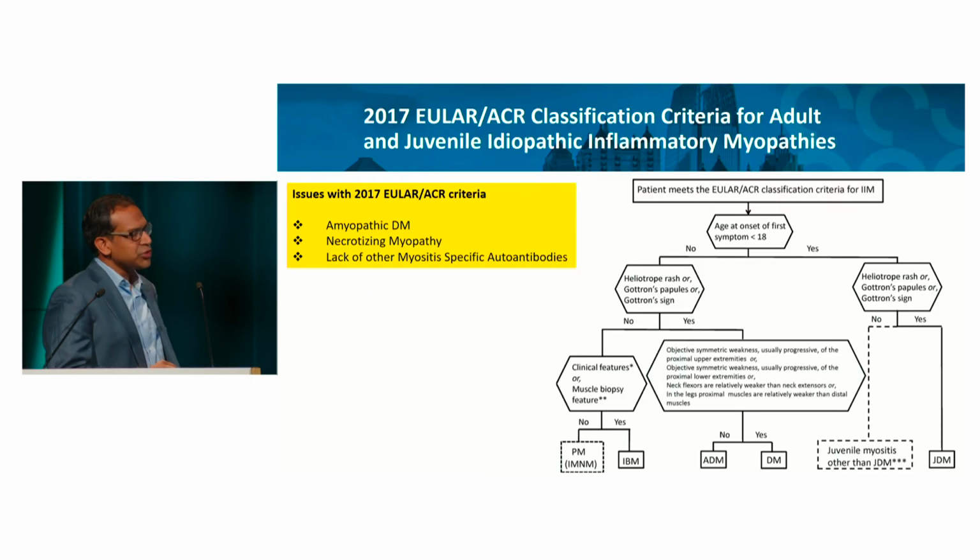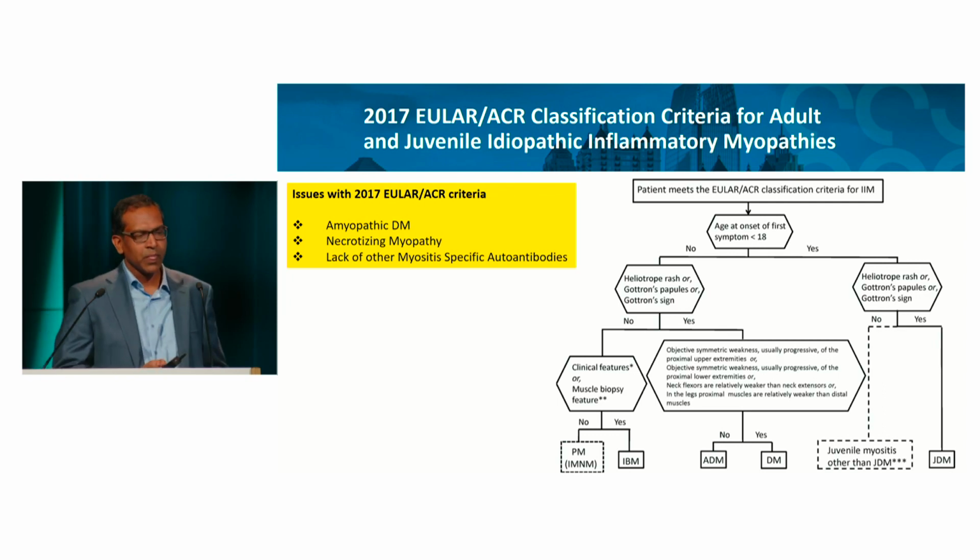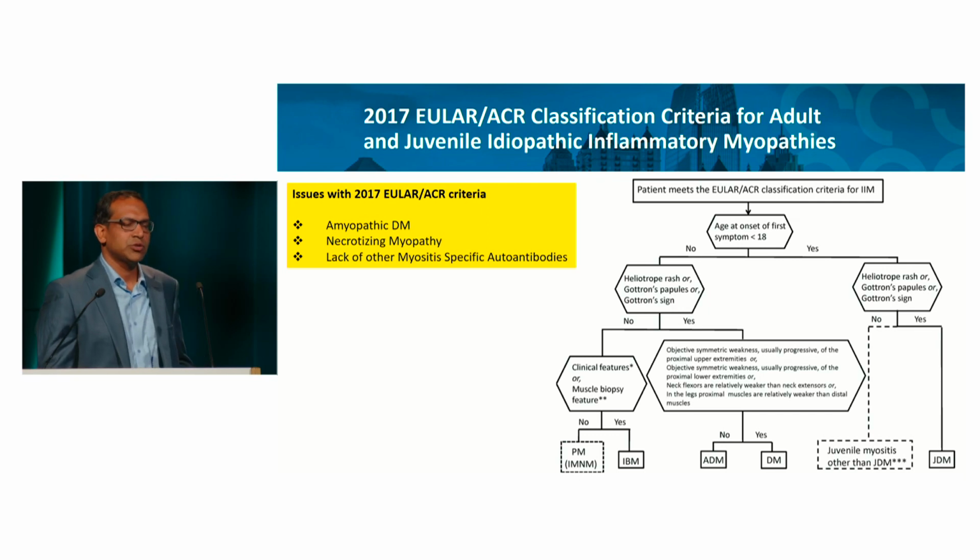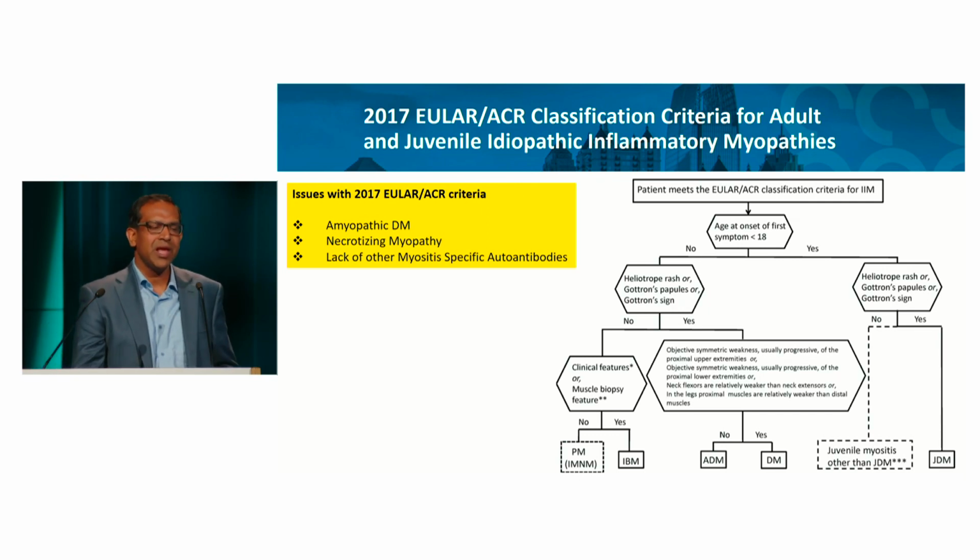Then finally, once you have met those cutoffs, you'd go by this classification tree to decide whether you're dealing with a PM subtype, a DM subtype, or IBM and other subtypes. The issue with this classification criteria is that it does not represent amyopathic dermatomyositis very well. It is not that useful for necrotizing myopathy, and it also lacks other myositis-specific antibodies.